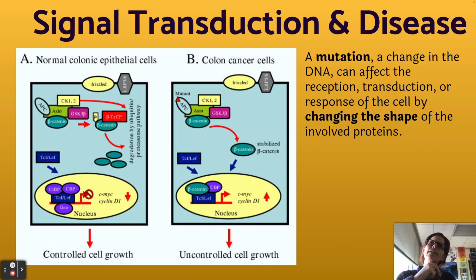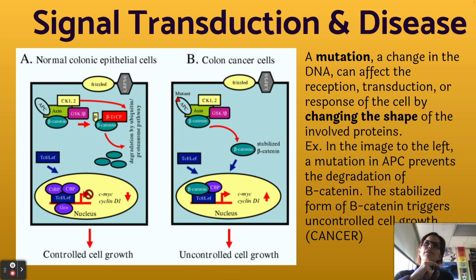Okay. And then take a look at this kind of scary diagram and see if you can make heads or tails of it. So we've got normal colonic epithelial cells. So that's your colon. And here we have colon cancer cells. So notice here there's a mutant. That's a difference that we're looking at. APC has a mutation. And what it's causing is, the beta catenin is supposed to get broken down. It's supposed to be degraded. That's normal. But it's not getting degraded here. And so it's actually triggering mitosis. It's causing mitosis to happen. And that leads to cancer because it's uncontrolled cell growth.